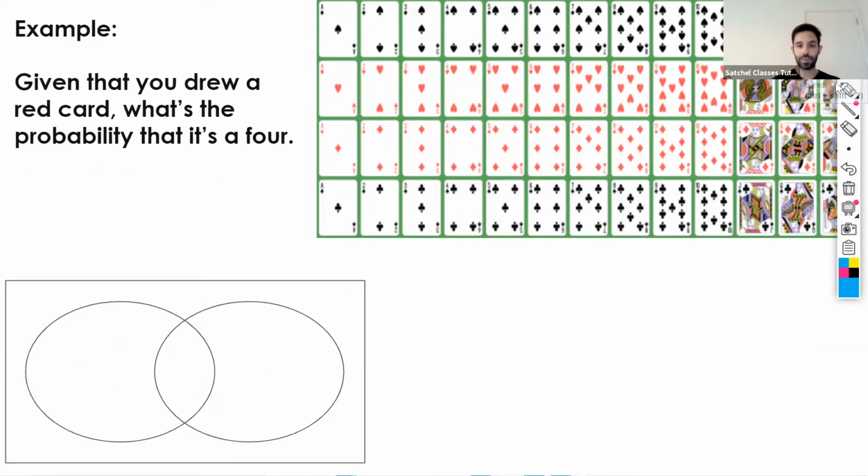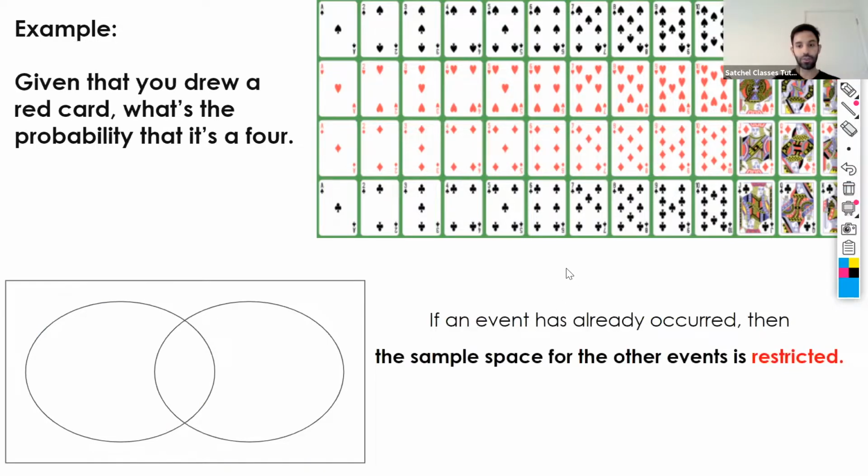So a very important thing to understand here is that when we are dealing with conditional probability, if an event has already occurred, so in this case, the event that had already occurred was that we drew a red card, the sample space for the other event is restricted. So the other event being drawing a 4, but given that the event of us drawing a red card had already occurred, our sample space was restricted to 26 cards as opposed to 52.